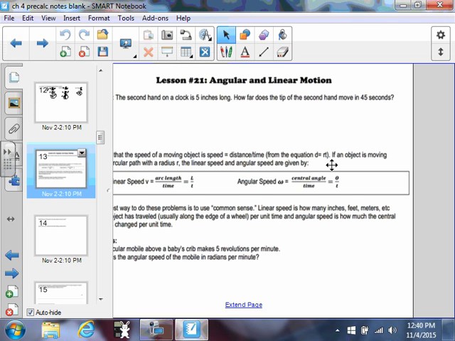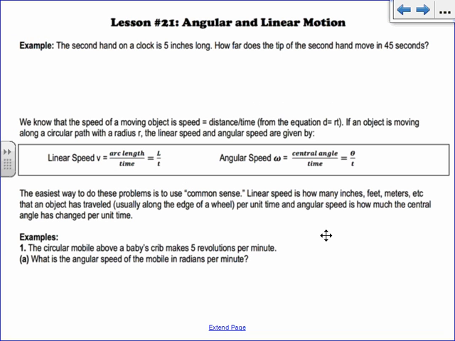Right, here we go. So section 21 is on angular and linear motion. Okay, so yesterday we kind of talked about radians. We're going to use radians today. We're going to talk about revolutions per minute and so on. So the first example says the second hand on a clock is 5 inches long. How far does the tip of the second hand move in 45 seconds?